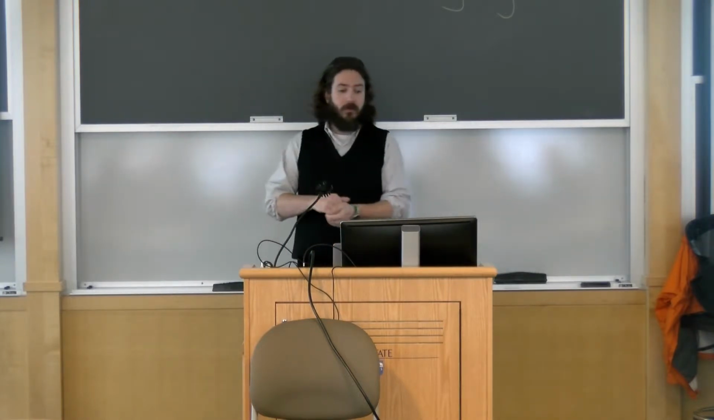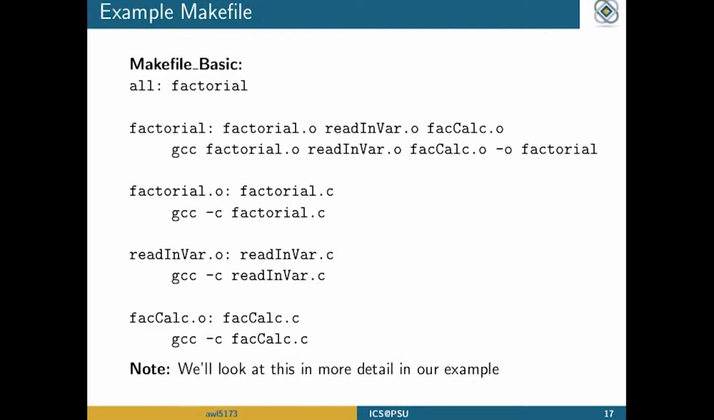So let's just go through a basic makefile really quickly. We'll look at this again in our example. We'll compare it to a little bit more advanced makefile at that point. But here, again, we have this factorial. So this is the executable that we're going to create. And just so you know, this is actually the example that we're going to be working through here in a few minutes. So in that code, we're creating an executable called factorial.